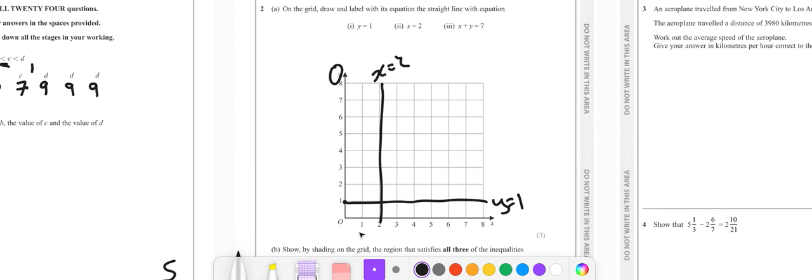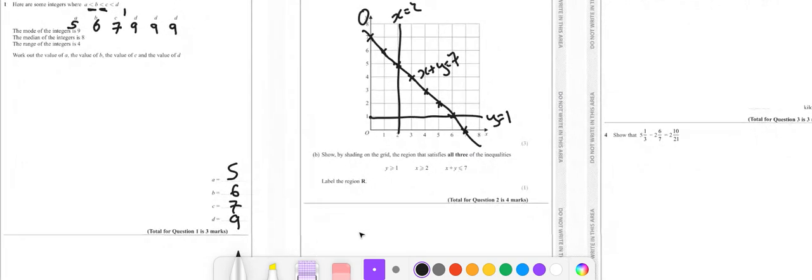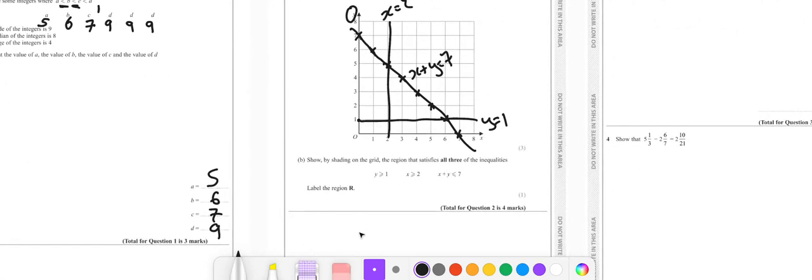Then x plus y equals 7. So let's think of all the points where x plus y equals 7. So 0 plus 7 is 7, 1 plus 6, 2 plus 5, 3 plus 4, 4 plus 3. So these are all the points where x plus y equals 7. Shading the region where it's bigger than 1, so that's this side of this line. Where it's bigger than 2, so that's this side of this line. Where it's less than 7, so this is the region R.